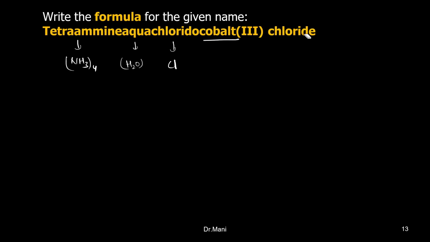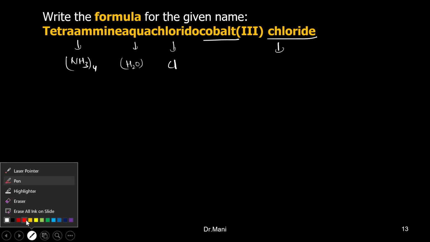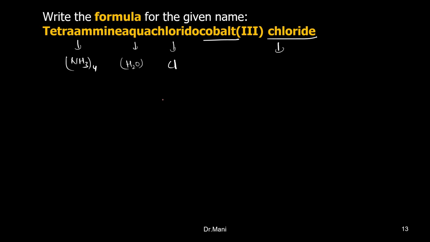And cobalt chloride. Chloride is the balancing counter ion which will be outside the ligand. Now I need to find out the oxidation number to find out how many chlorides should be written. Okay, so let's see first. Let me write the coordination compound. So this will be the coordination entity. Within that, first the cobalt will be.